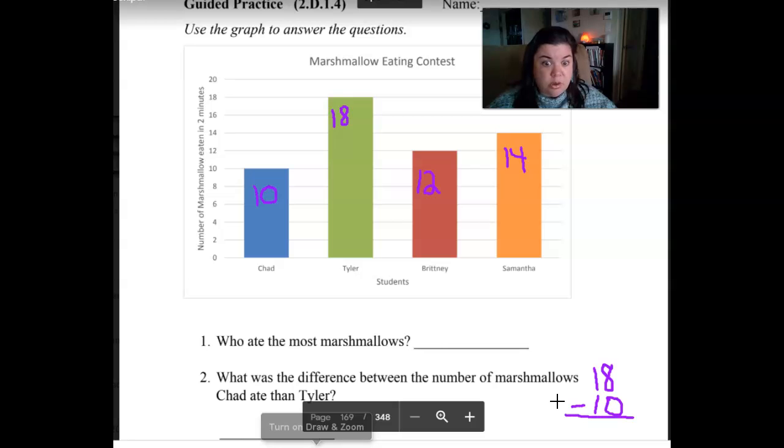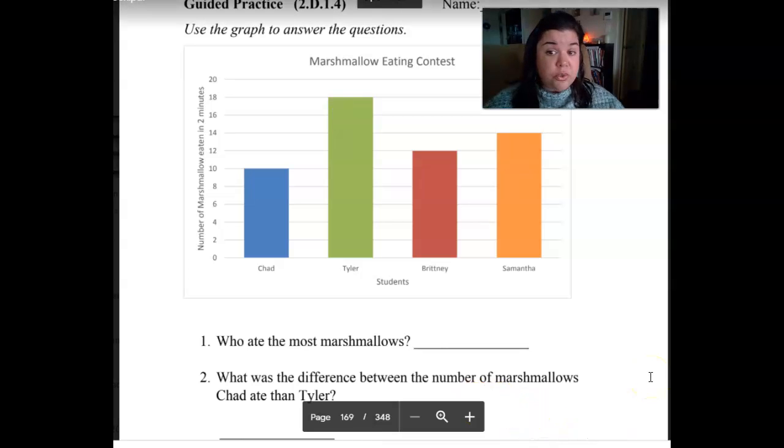So let's work on this. We have 8 minus 0. What's 8 minus 0? I have 8, and I'm not taking away any, so I still have 8. So we have an 8 right here. Okay, 1 minus 1 is 0, so I don't need to write anything there if I don't want to. So the answer is 8. Tyler ate 8 more marshmallows than Chad did in 2 minutes. Is that what you got? Did you get 8?